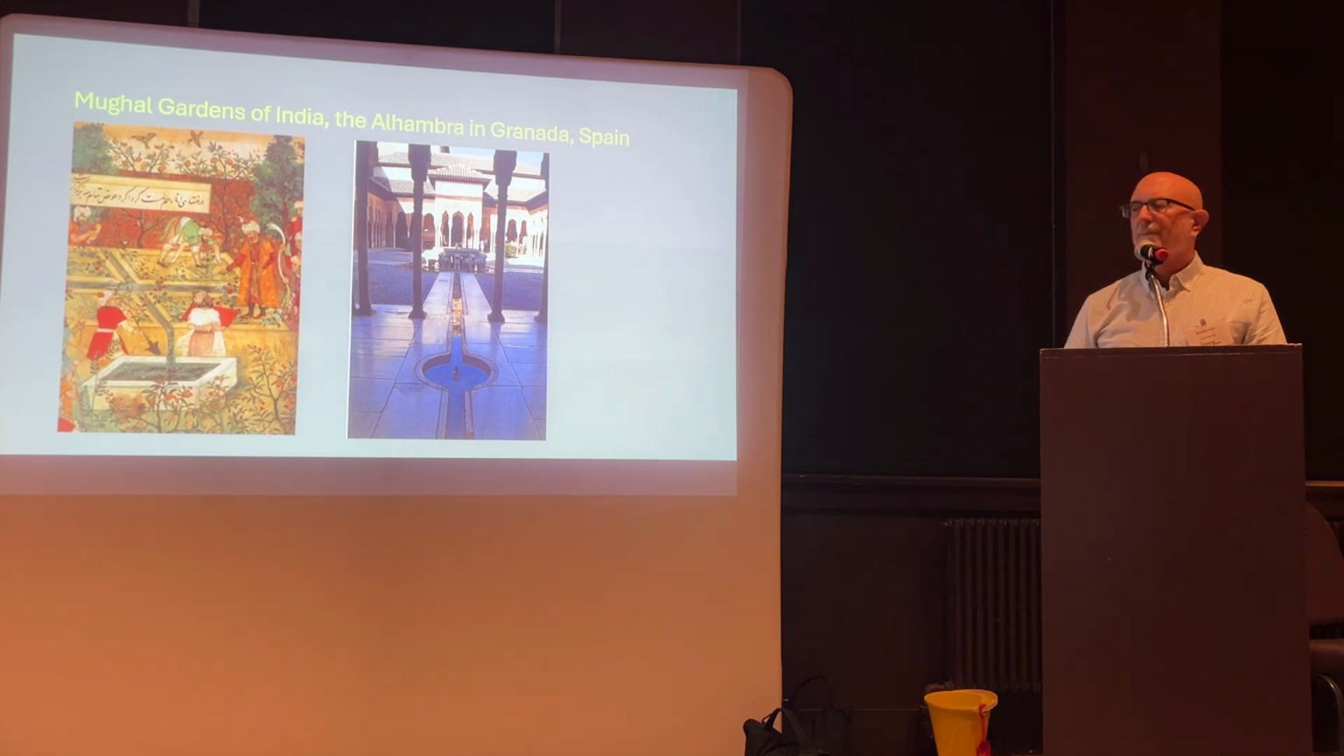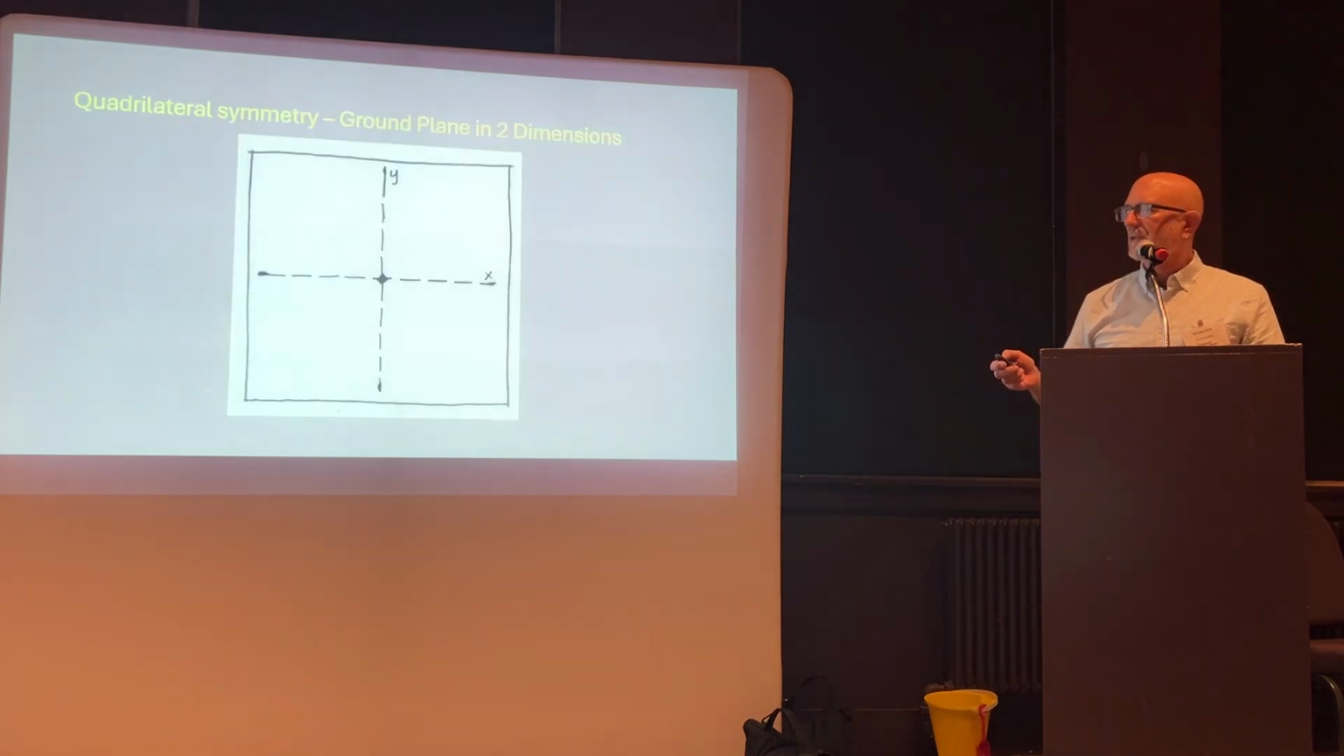So for example, here on the right is the Court of the Lions at the Alhambra in Spain. And you can see the four rivers have turned into runnels because, of course, it's a very arid climate, so it's not rivers, but it's still that same concept that there are two intersecting axes, an x-axis and a y-axis, and they are symbolically the four rivers. The image on the left is a Mughal garden from India of the 17th century.